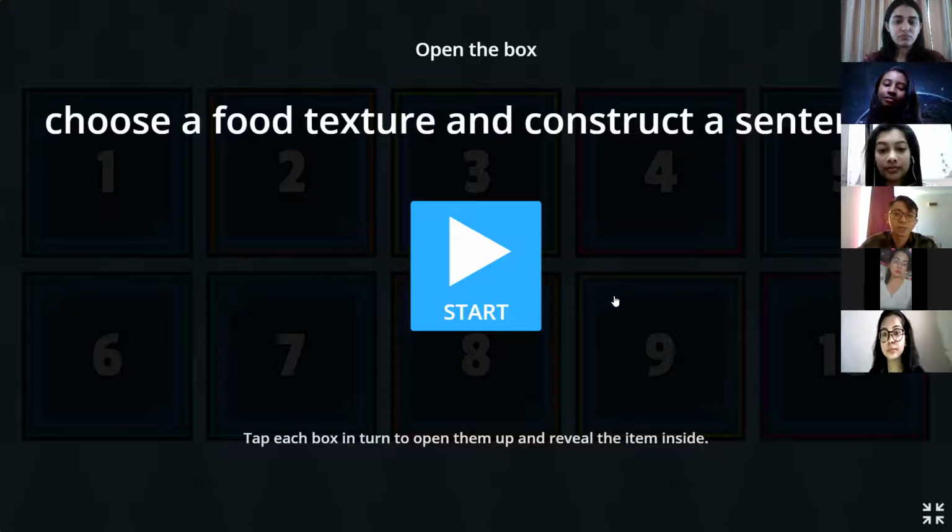So for this game activity, all of you need to work in pairs, which I have already formed. So listen and pay attention, students. I will inform all of you of the groups that I have assigned.